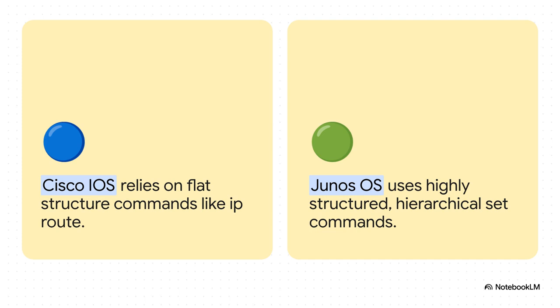So instead of a simple flat IP route command, Junos nests it logically. Set, routing options, static route. And just look at how it handles OSPF. Instead of defining networks and wildcards sitting under a router process, Junos simply assigns the specific interface directly to the OSPF area using set protocols ospf area interface. Once you see the hierarchy, it is remarkably clean and honestly incredibly intuitive.